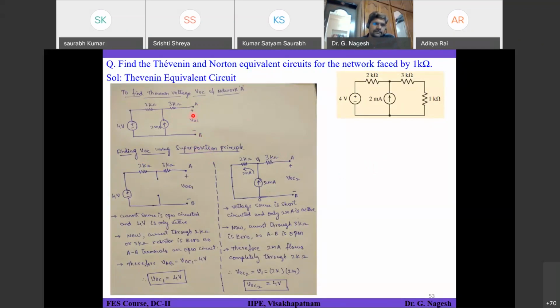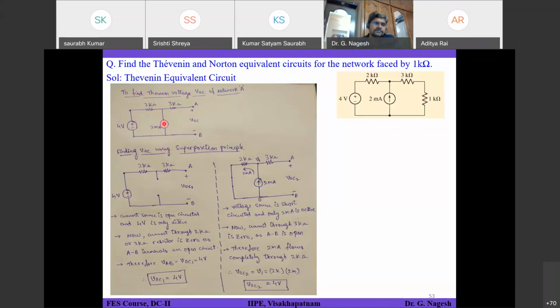So what is the first point? When it is open circuit, the current flowing through the 3 kilo ohms is 0. Clear? So you have to find out the voltage across this 2 milliamperes source. You can apply the superposition theorem, or if some other method is there, you can apply that also. If you apply the superposition theorem for this network, you have to consider only one source at a time. Let's say I have considered the 4 volt source.